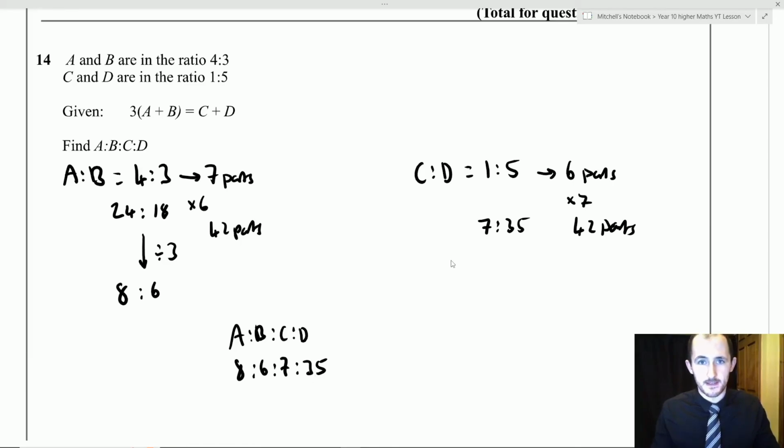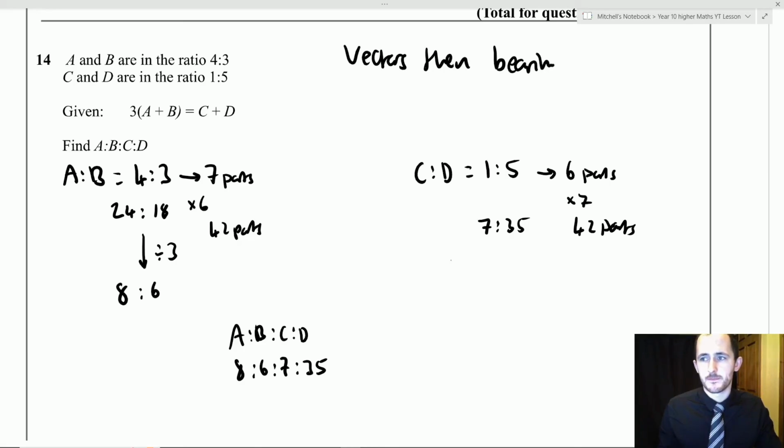Next week we'll do vectors, followed by bearings. So I'm just going to write another note to myself in case I forget. Vectors, then bearings. And we're deciding on the topics after that as well. Eventually we will just start doing exam papers and things like that.